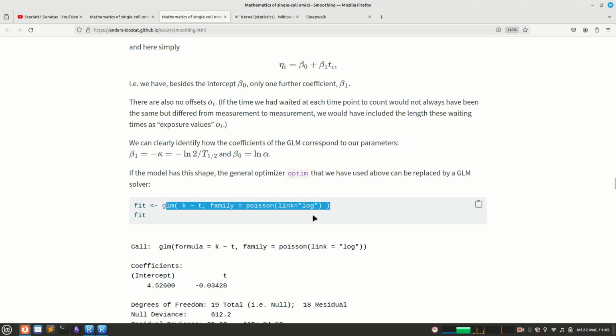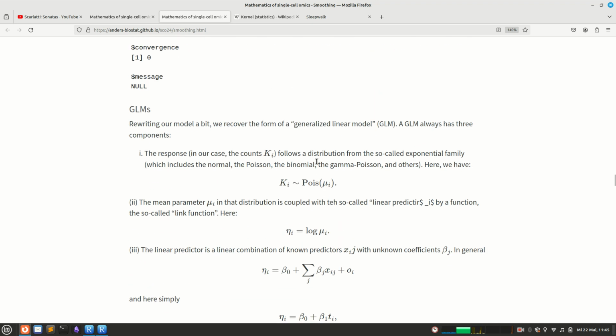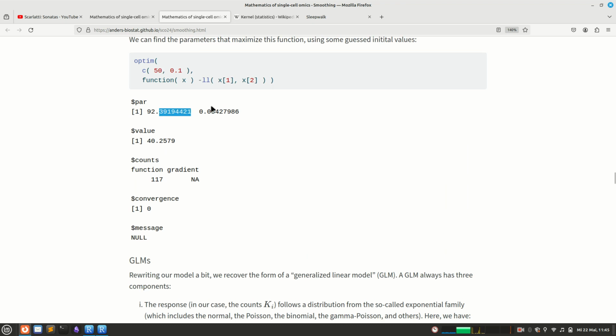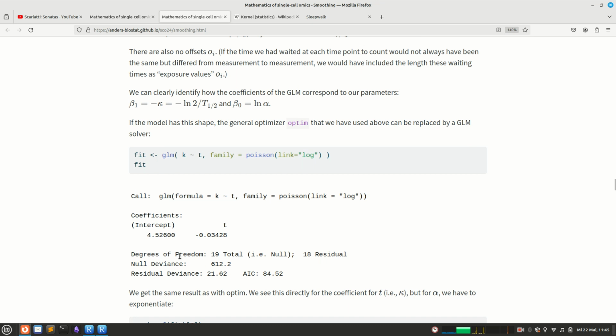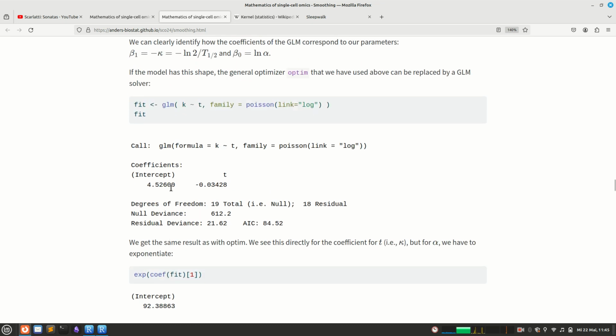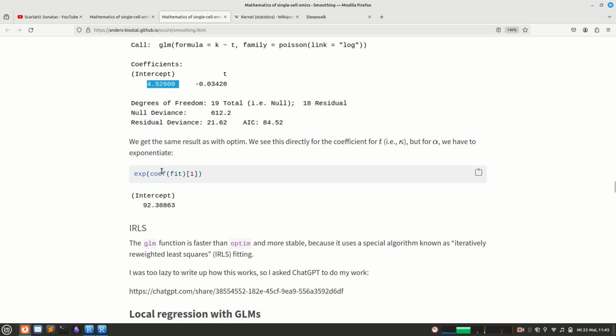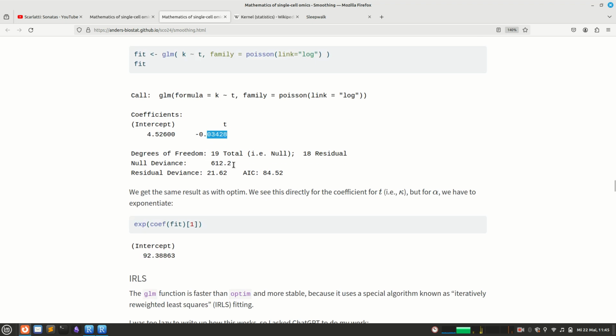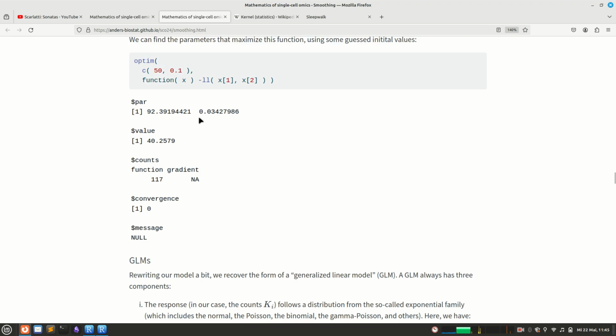And this is the GLM function, and the GLM function then does exactly the same as we've done before with this optim and comes to the same conclusion, namely 92.03. Yes, you see again 92, but it gives it, of course, on a different scale. It gives us the betas, and I have to translate the betas into what we had before by exponentiating them. And this minus 0.03 is already the same as we had before.